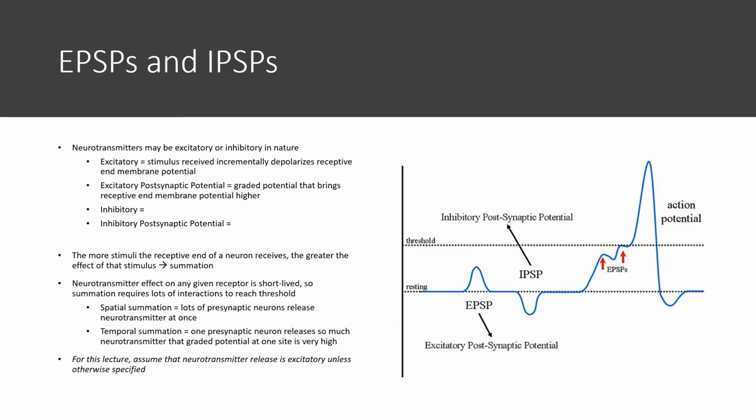Temporal summation is where you're blasting that neurotransmitter really fast or a lot. You've secreted so much in a certain space that the receptors on the downstream neuron, as soon as they get a chance to close back up again, are opening again. And so you're depolarizing at a specific site an awful lot. For the purposes of our lecture, we're going to assume that the neurotransmitter released is excitatory, unless I say otherwise.